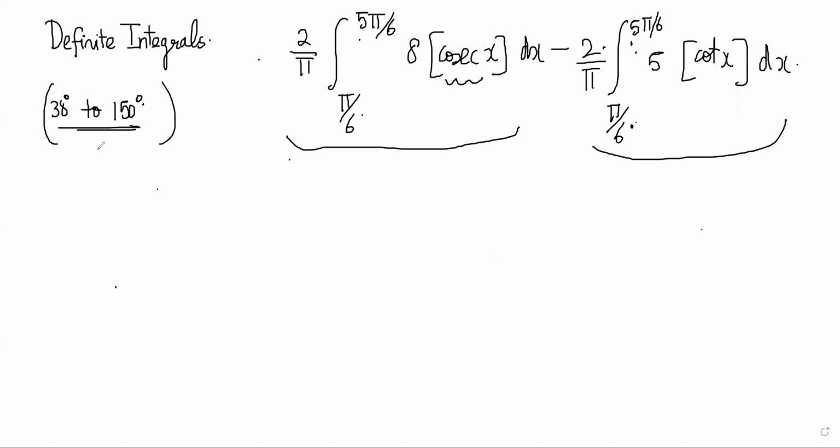You are doing the property f of a plus b minus x. You don't have to do it. It is easier to calculate like this only. You don't have to do any properties here. You just have to try to calculate it directly. अभी पहले directly सोचो ना, पहले क्या आ रहा है यहाँ पे। 8 can be taken out. It is 16 by pi. Integral of π/6 to 5π/6 GIF of cosec x, right?